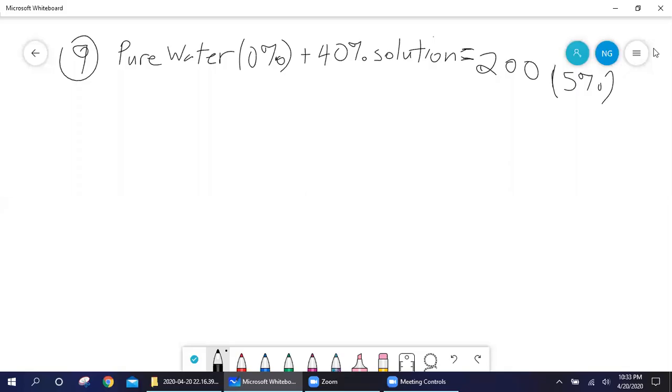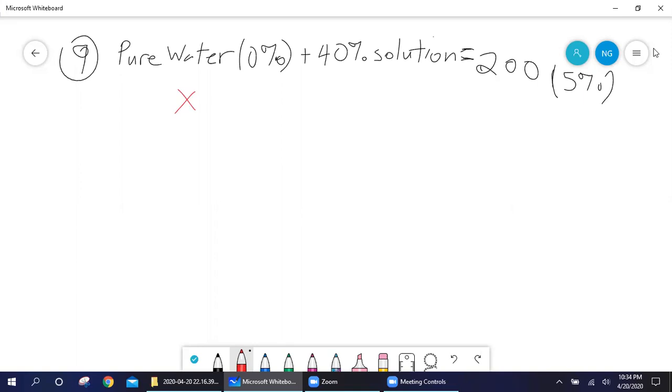On number 9, we've got one of these percent solution problems. We're mixing pure water, which means it has 0% salt, with a 40% solution to get 200 ounces of a 5% solution, 5% salt. Well, I don't know how much pure water I'm going to be doing, so I'm going to call that my X amount.